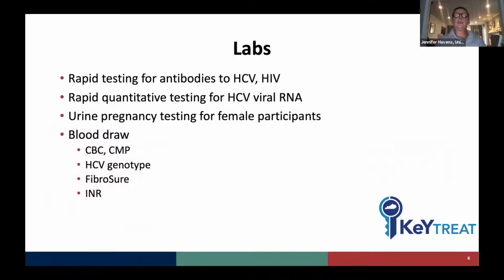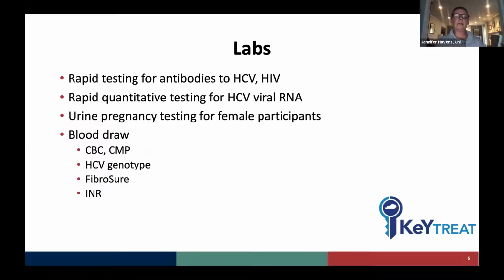So just in terms of what we do for labs, obviously I mentioned we do rapid testing for antibodies, HCV, HIV, and we do have the rapid quantitative testing for HCV viral RNA at our disposal as well. Given that sofosbuvir is not FDA approved for use in pregnant women, although we've seen a couple of fantastic results coming from some studies, we do urine pregnancy screening for all women of childbearing age. And we have removed one woman from active medication. She was pregnant at the 2-week visit, and she has since come back and restarted after she gave birth.